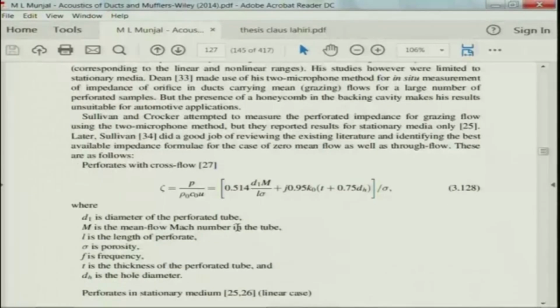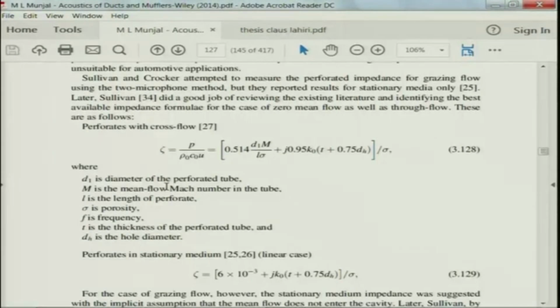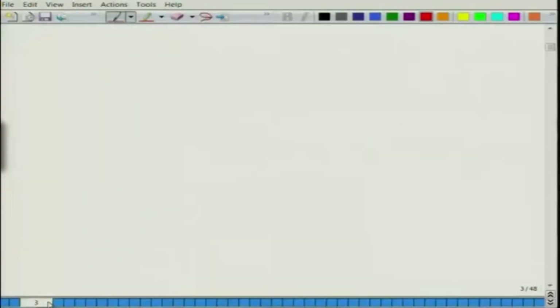So, first things first, this is an extract from the textbook by Munjal, in which the perforate impedance expression for a cross flow is given. Then there is also an expression for the case when there is no mean flow, that is, a stationary medium. So, this is what it is. Let me write it down on the slide. What we really have here is zeta for a cross flow.